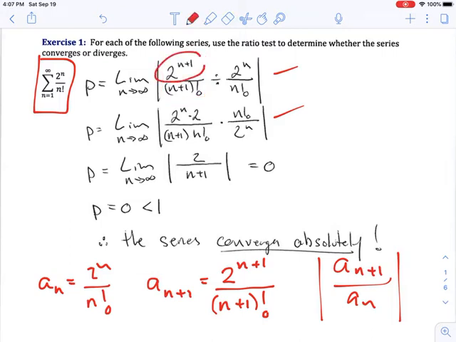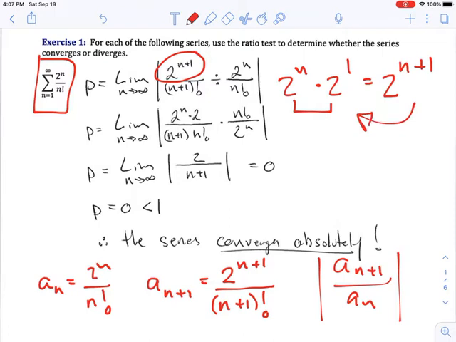2 to the n plus 1. Let's just explain where that comes from. 2 to the n plus 1 is 2 to the n times 2 to the first. Remember your exponent rules. When you are multiplying bases, you add the exponents. So we're multiplying the bases 2, and when we do that, we simply add the exponents. So the result is 2 to the n plus 1. So all I'm doing is doing this in reverse, breaking that down. And you're going to do a lot of that with the ratio test.